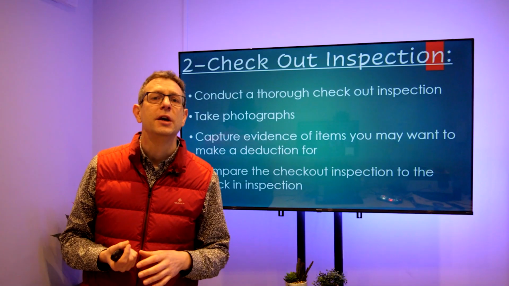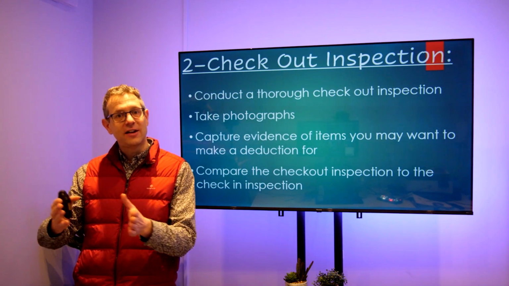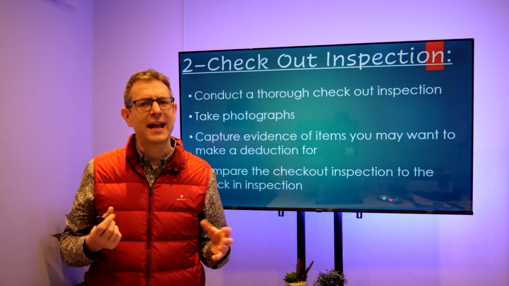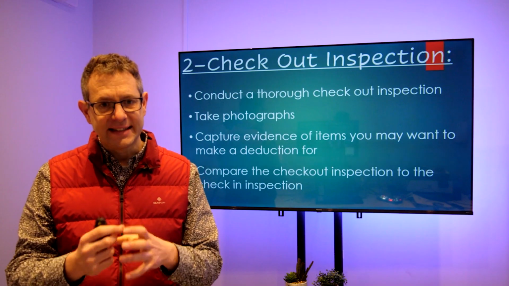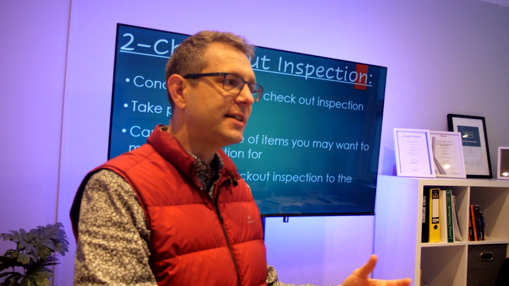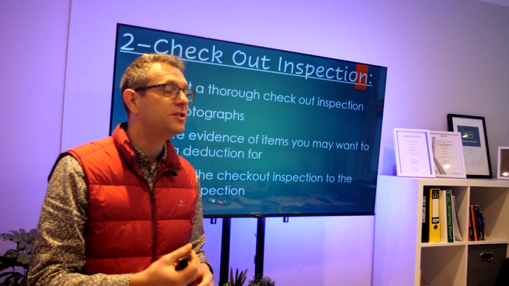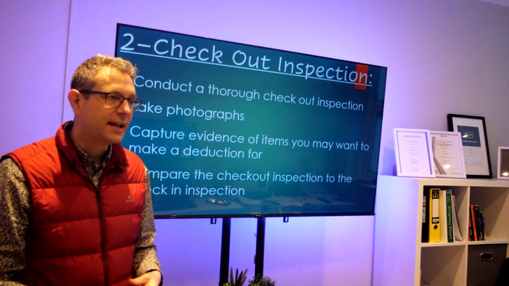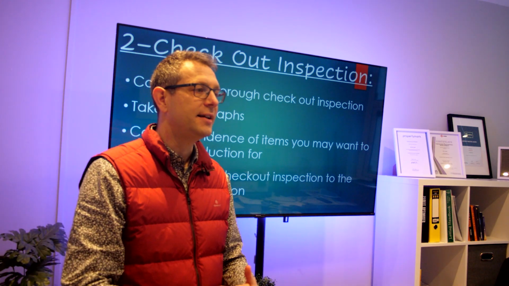So number 2, your checkout inspection. Your tenant has now left. Conduct a thorough checkout inspection of your property and take photos, and that captures the evidence of items you may want to make a deduction for later. So take a lot of photos when you're there, and you can maybe make your assessment at home when you're comparing the 2 inventories. Compare the checkout inspection to the original check-in inventory and maybe subsequent inspections that you've done.